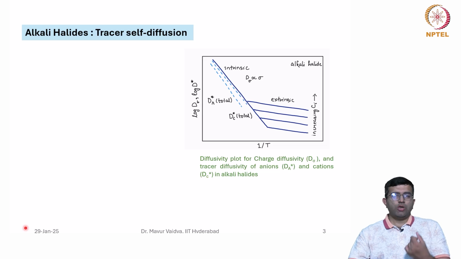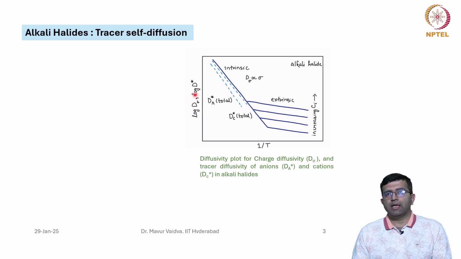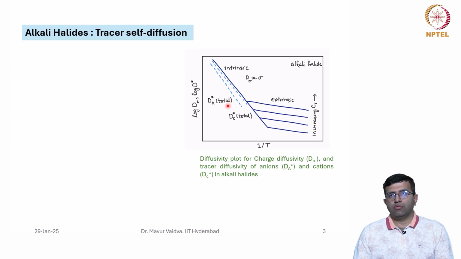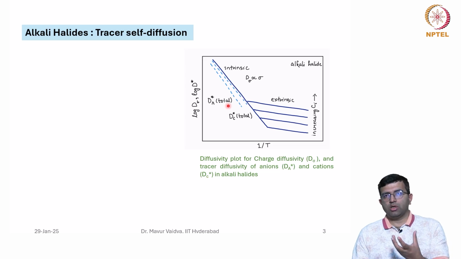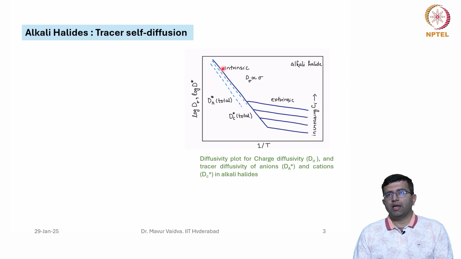Now, it is also interesting to see what happens as we plot the diffusivity versus 1 by T. What you see here is a schematic plot. In the last lecture, we will give you some references where you can see the data in the actual systems as well. In the plot, you see a region marked as intrinsic and a region marked as extrinsic, and the slopes of both are different.